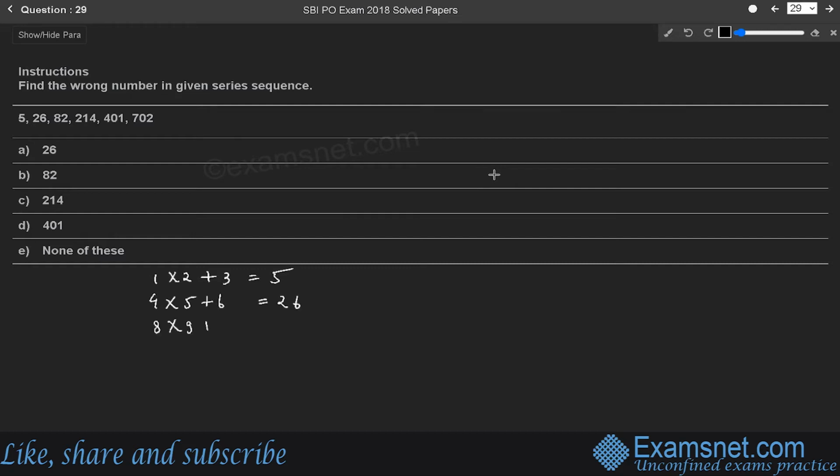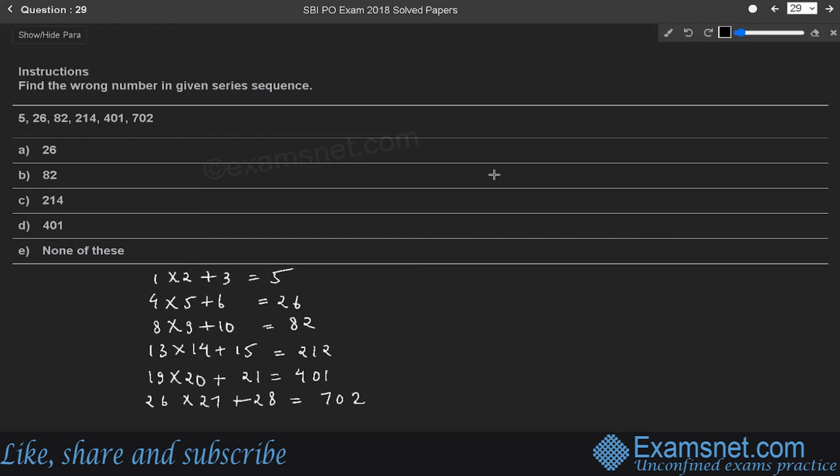8 into 9 plus 10 will give 82. Similarly, 13 into 14 plus 15 gives 212. 19 into 20 plus 21 gives 401. And 26 into 27 plus 28 gives 702. So the number which does not follow the pattern of the series here is 214. Hence the correct option is option number C here.